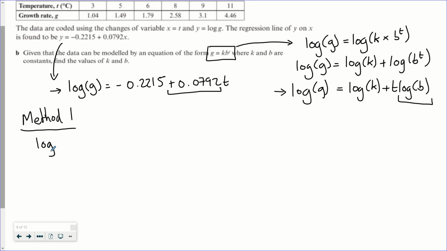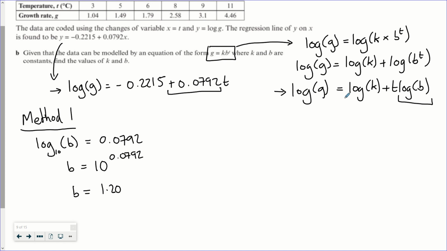And in this equation, we're timesing log b by t. So we know that log b must be equal to 0.0792 because these equations are the same. And remember, it's log base 10. So to find out what b is, we can do 10 to the power of both sides to get b equals 10 to the power of 0.0792. So we can get a numerical value for b, if we work that out, which is 1.20 to 3 significant figures.